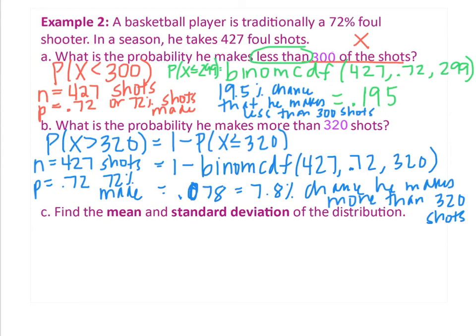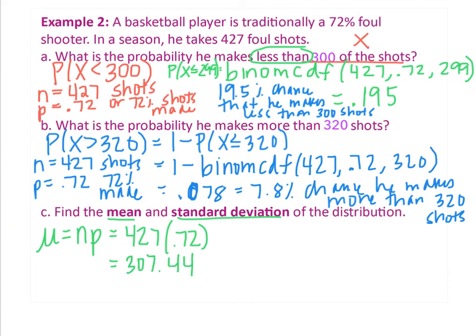And let's take one more look at the mean and standard deviation formulas. So it says find the mean of the distribution. Well, we know the mean is n times p. We already defined n to be 427 times p of 0.72. And when I do that, I get the mean to be 307.44.